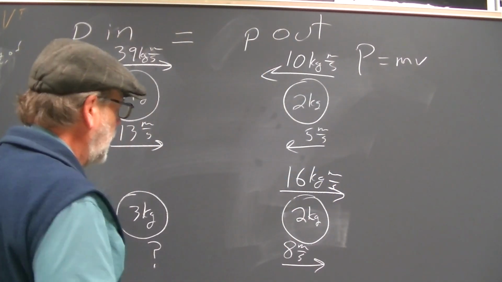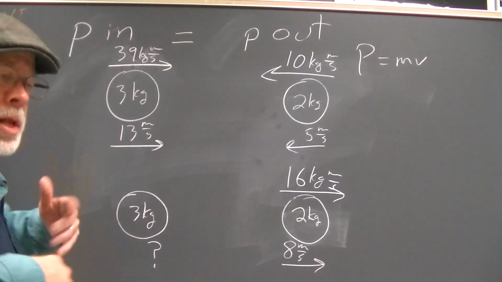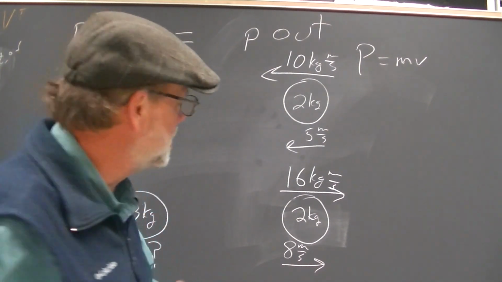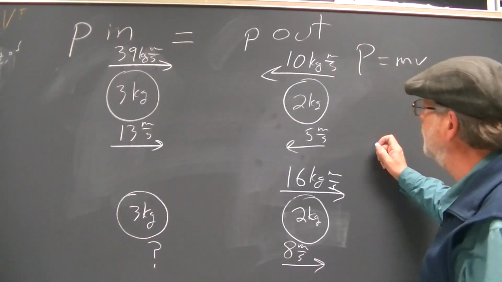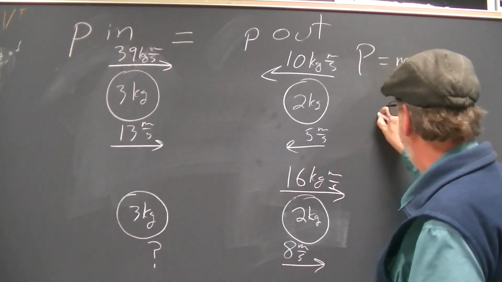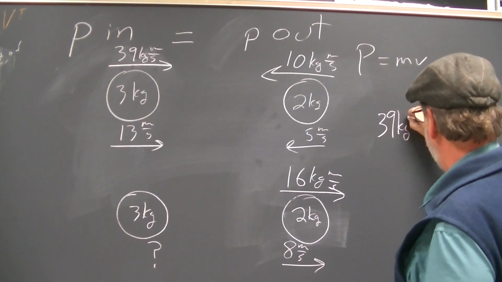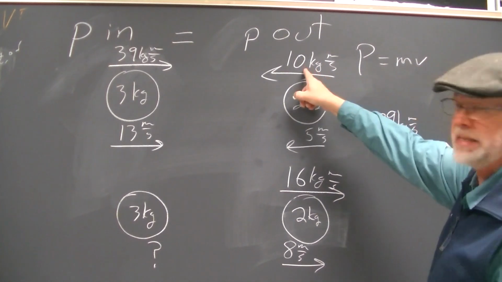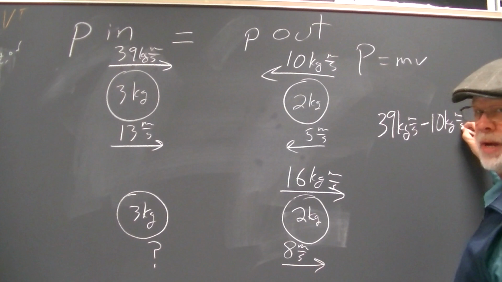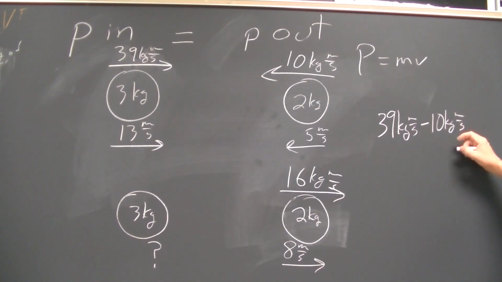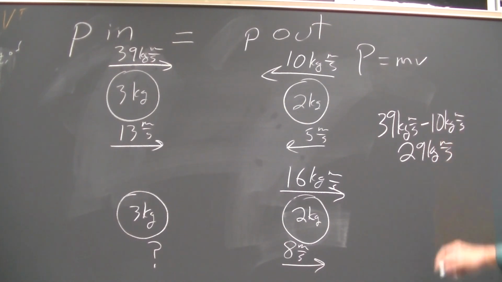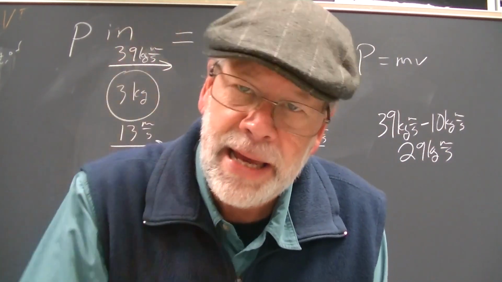So, what do we do? P in, how much momentum is coming into the system? Let's look at that. All right, so if we're doing that, we have 39 kilogram meters per second to the right, so that's positive. 39 kilogram meters per second. This is negative, so minus 10 kilogram meters per second. That gives us 29 kilogram meters per second. That is the momentum coming into the system.